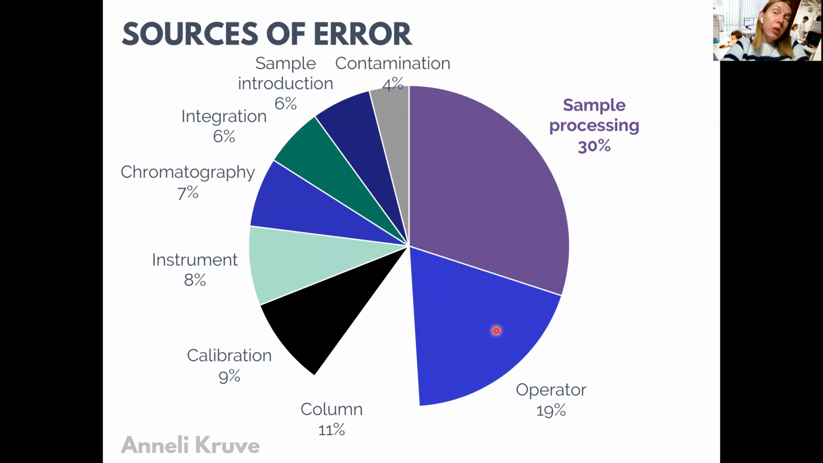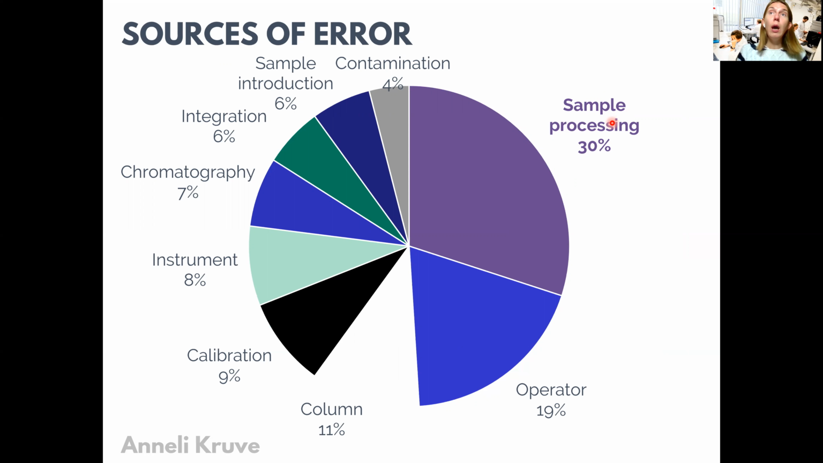And additionally, due to the same fact that sample preparation is so time consuming and labor intensive, it is also prone to errors. So 30% of the responders indicated sample processing as a very important source of error. And this is also logical because sample preparation is one of the least automated processes that analytical chemists do, which means that there are a lot of things that could go wrong.